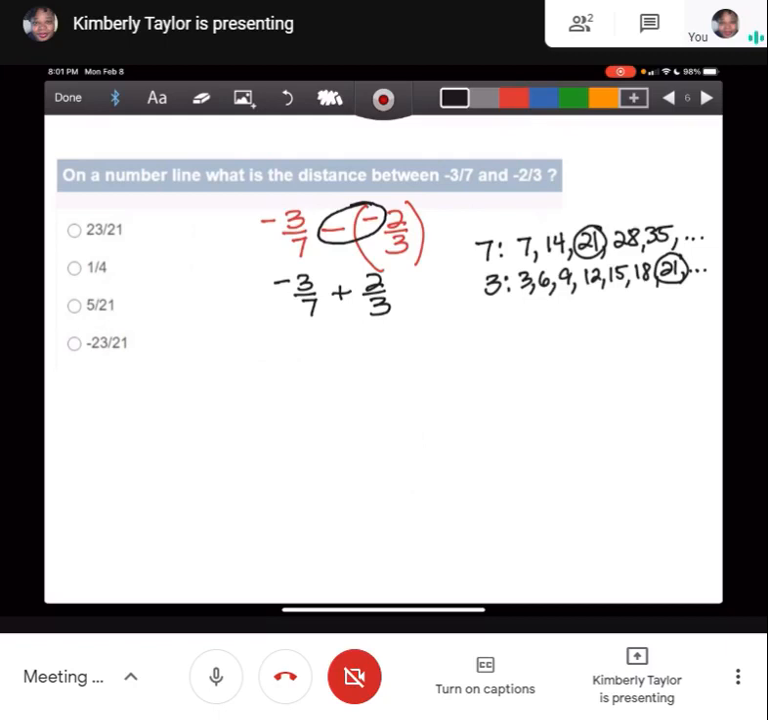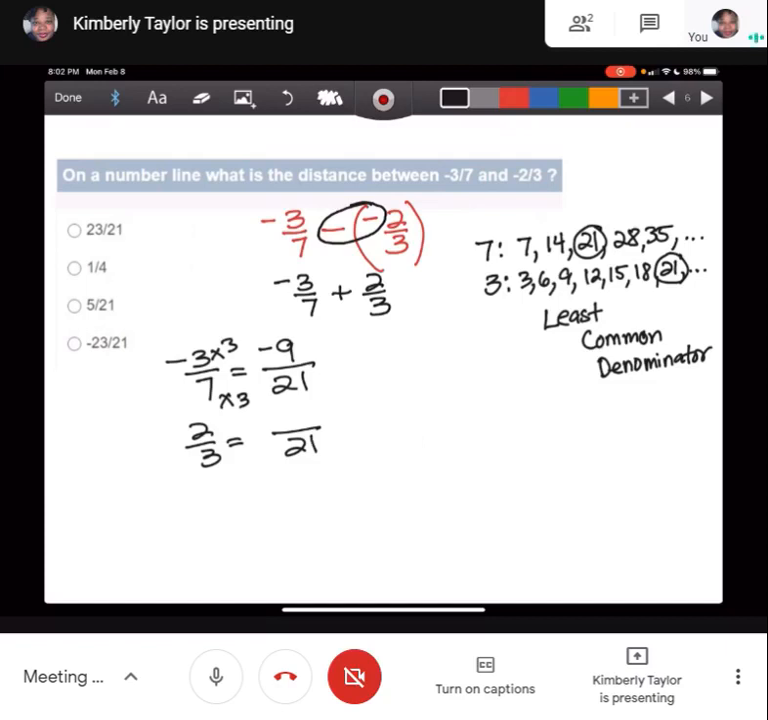That's why they call it the least common denominator, because there is more than one, but we want the smallest one. So let's switch each one. So -3/7, we're going to switch that to 21 as your denominator, and as your numerator, we're going to get negative 9. Now the 2/3, switch that to 21, multiply by 7 on the denominator and your numerator, and you get 14.